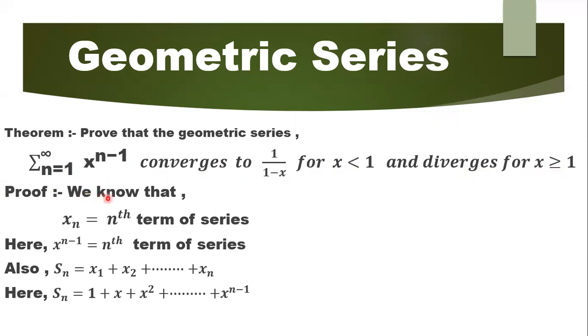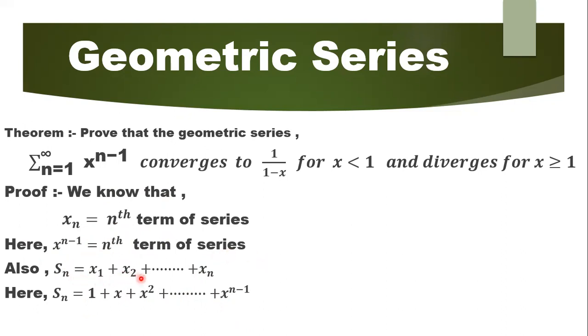Proof. Here we know that xn is the nth term of a series. If we consider the series x1, x2 up to xn, then the nth term of the series will be xn. And if we consider this geometric series, then it will be 1 plus x square up to x raised to n minus 1. So here the nth term is x raised to n minus 1.